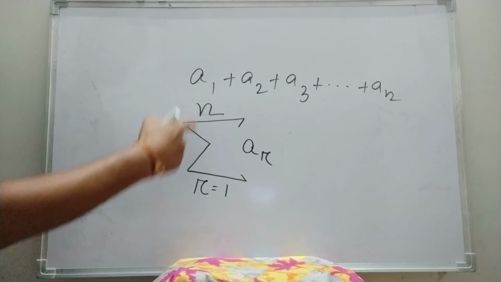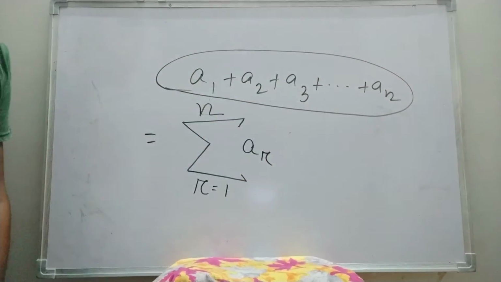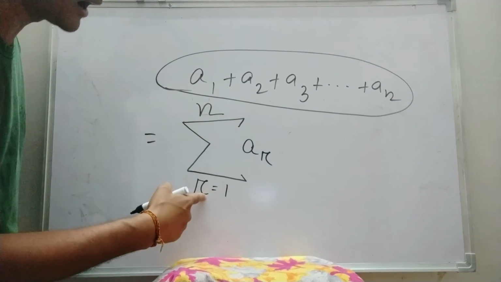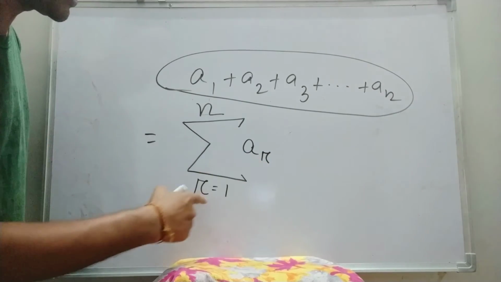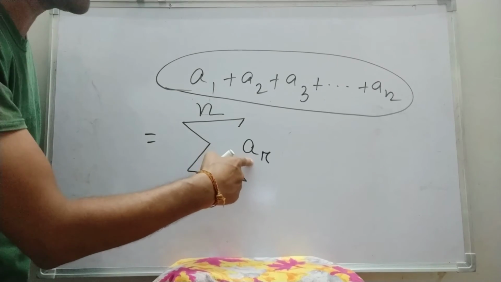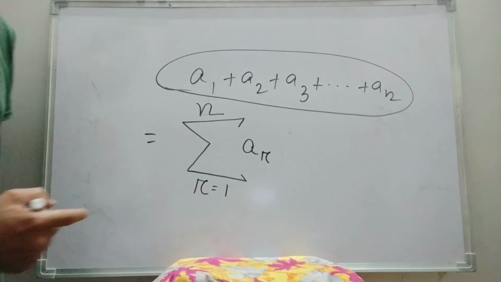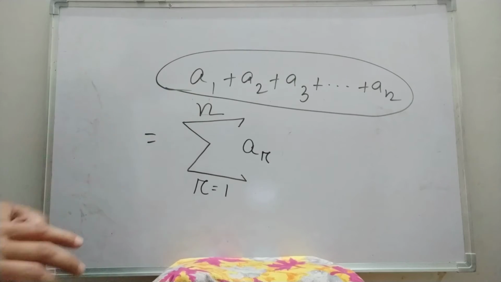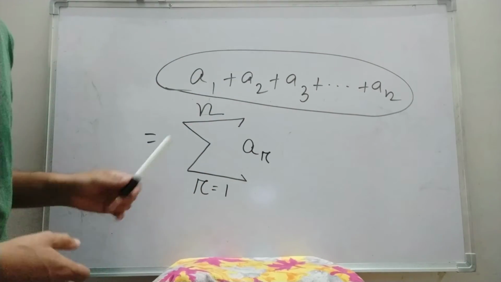Then the summation of all the terms of this particular series can be written by the Greek letter sigma, where R means the number of terms, and R goes from 1 to N. AR means A1 for the first term, A2 for the second term, A3 for the third term, A4 for the fourth term. I hope students you have understood the meaning of this Greek symbol sigma.